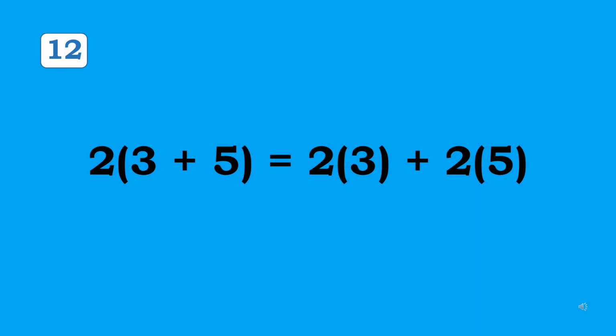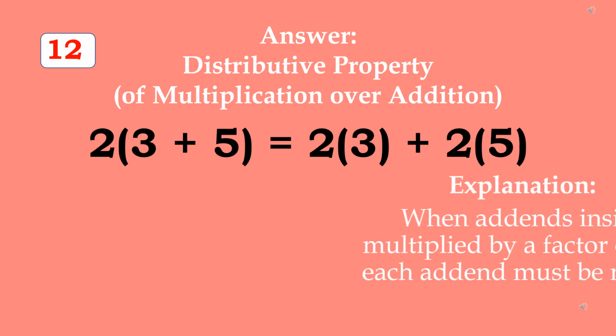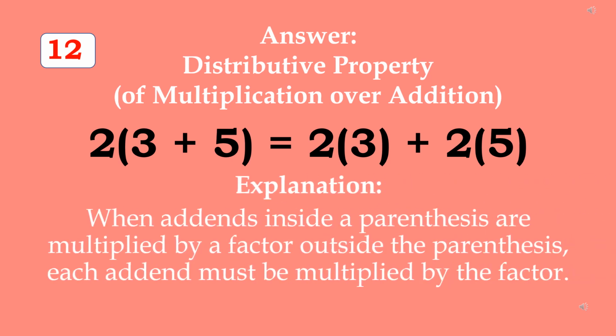The last property says 2 times (3 plus 5) equals 2 times 3 plus 2 times 5. What property is this? The answer is the distributive property of multiplication over addition. We normally just call it the distributive property. When addends inside a parentheses are multiplied by a factor outside the parentheses, each addend must be multiplied by that factor. That was our last property.